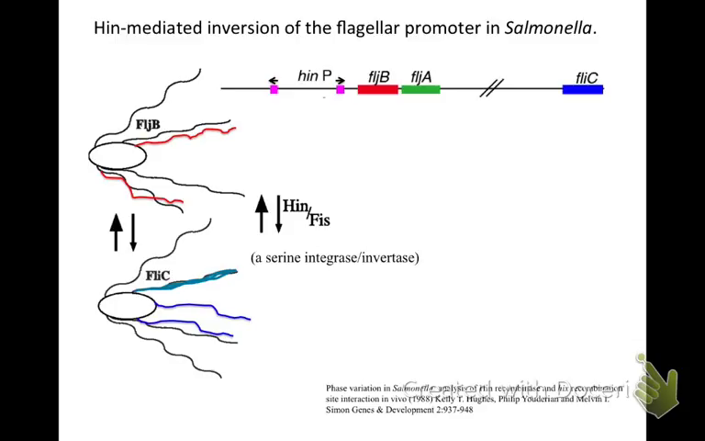And before I go talk about that, I want to point out that this was work done by Kelly Hughes, who was at the University of Washington for a long time and now is at University of Utah. And he did this work when he was a postdoctoral fellow in Mel Simon's lab at Caltech. This type of inversion happens at a pretty high frequency, so about 1 in 100 to 1 in 1,000 cells will be undergoing this type of inversion to switch out the different flagellin at any given time.